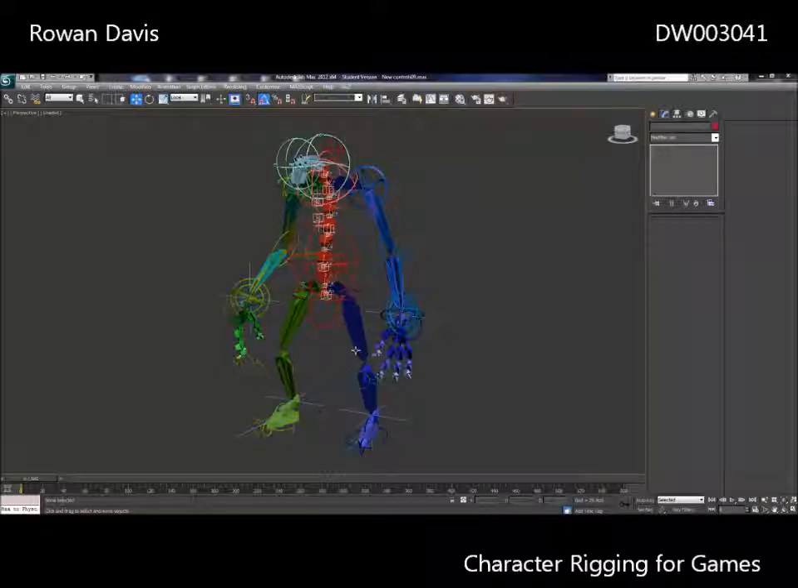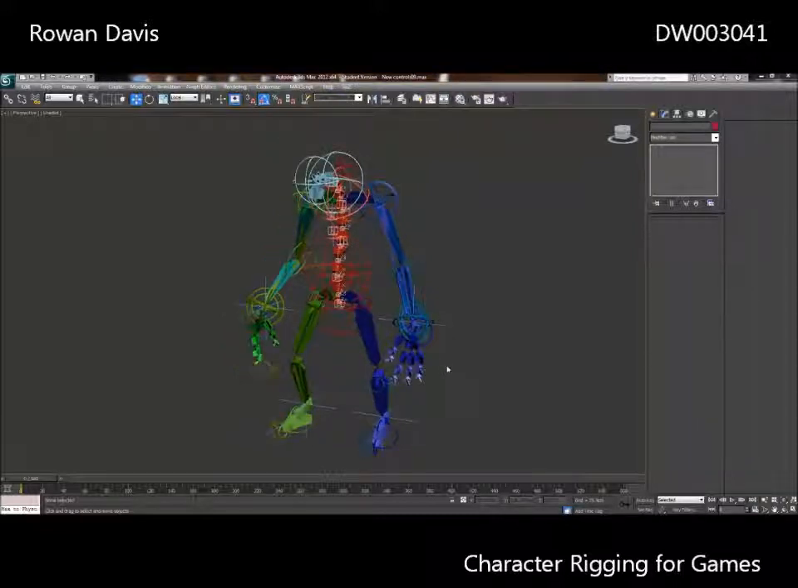In this video I will be talking through the character rig that I have created for this project. The first stage was creating a bone system that matched the mesh correctly to ensure that the skinning stage goes as smoothly as possible.